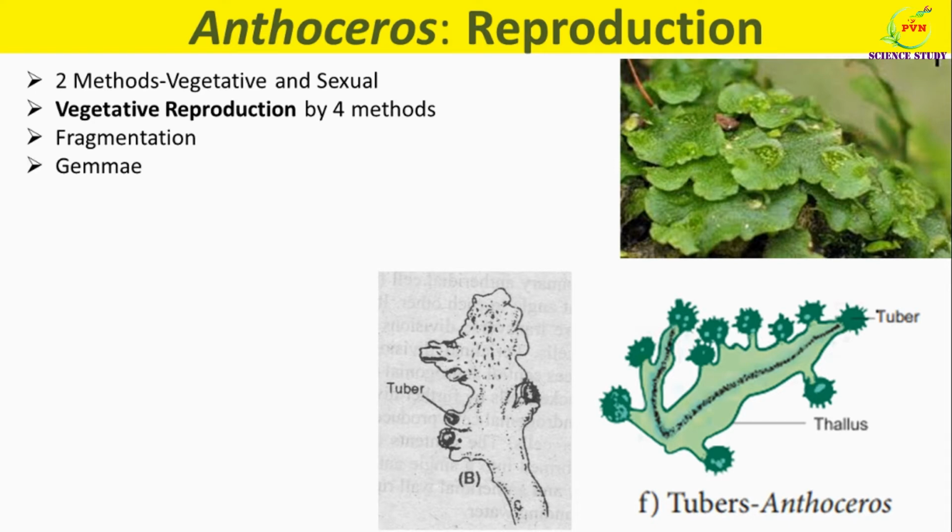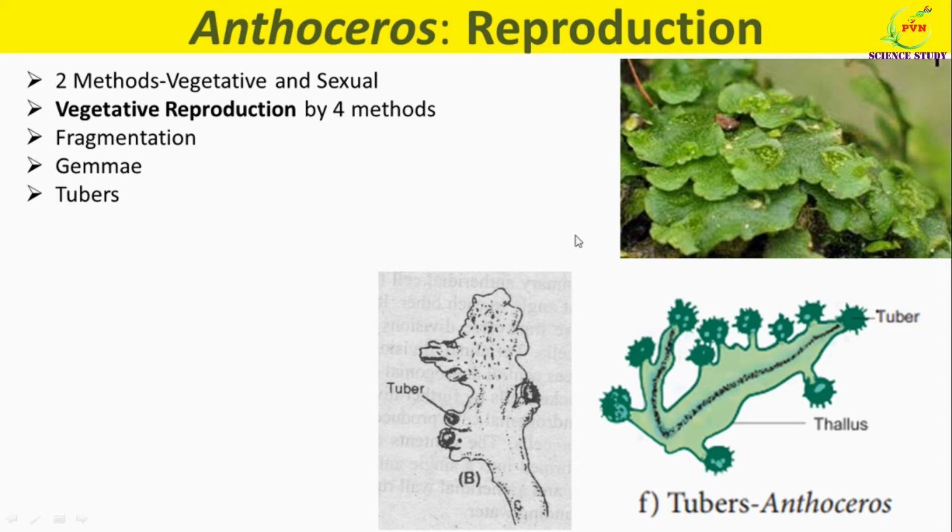Second method is gemmae. This is the photograph which shows gemmae. Gemmae are produced on short stalks developed on the upper surface of the thallus. These gemmae later on detach, and after detachment they develop into the new thallus of the Anthoceros.